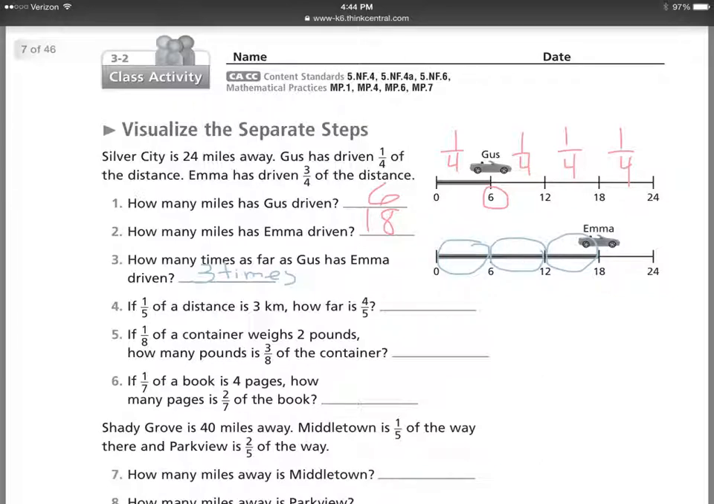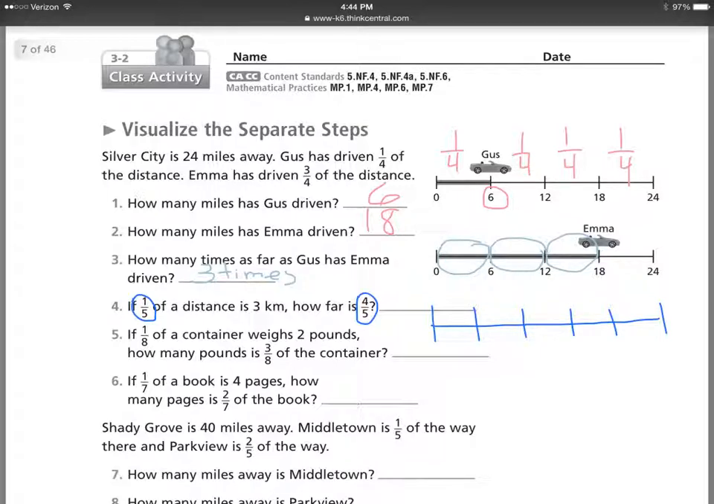If 1/5 of a distance is 3 kilometers, then how far is 4/5? So let's draw a number line and break it into how many equal parts? How many equal parts are they asking us to break these into? Both these fractions are in fifths. So 1, 2, 3, 4, 5 parts that are equal, which requires 4 vertical lines.